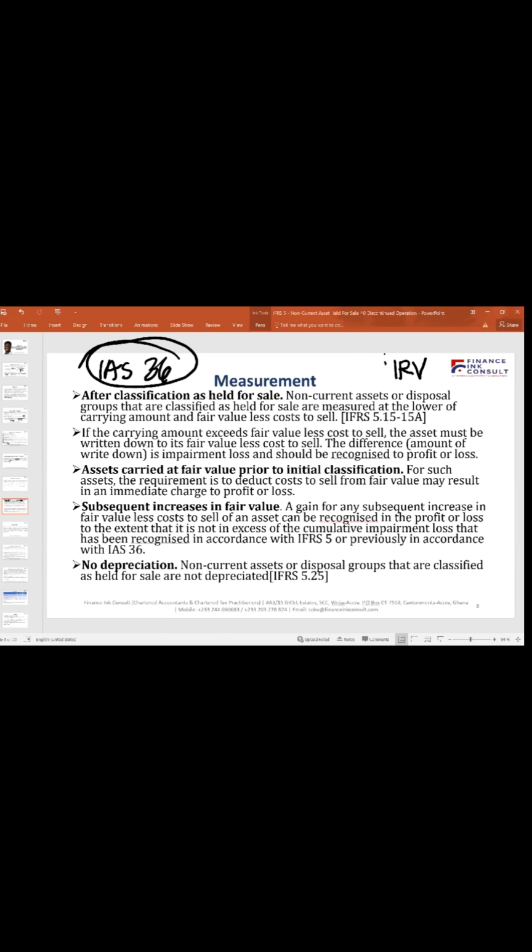Assets carried at fair value prior to initial classification. For such assets, the requirement is to deduct cost to sell from fair value, which may result in an immediate charge to profit or loss. When we look at IAS 16, in measuring the asset we can either go with cost or with the fair value model. What we've been talking about so far has to do with the cost model, where we deduct depreciation. But in the case of the fair value model, the standard is saying we should just deduct our cost to sell from it.